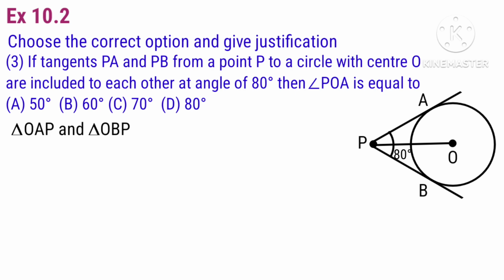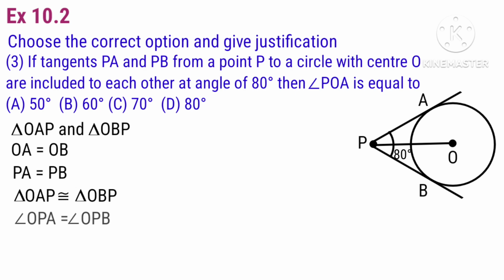So we can write it as OA is equal to OB because they both have the same radius. Similarly, PA is equal to PB because the lengths of tangents drawn from an external point are also equal. Therefore, triangle OAP is congruent to triangle OBP. So therefore, angle OPA is equal to angle OPB.